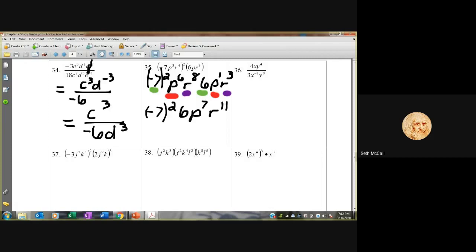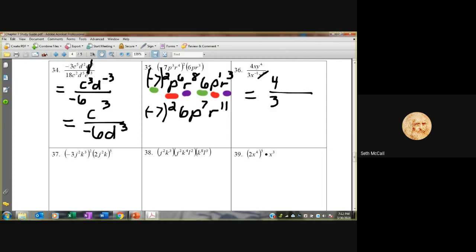All right, number 36. Looking through, nothing to simplify in the numerator, nothing to simplify in the denominator. Actually, that's not true. The denominator has a y to the 0. Remember, anything to the 0 is 1, so we can just cancel that out. Now, looking in the numerator and the denominator, there's a 4 on the top and a 3 on the bottom. Those cannot simplify, so we're going to leave those alone.